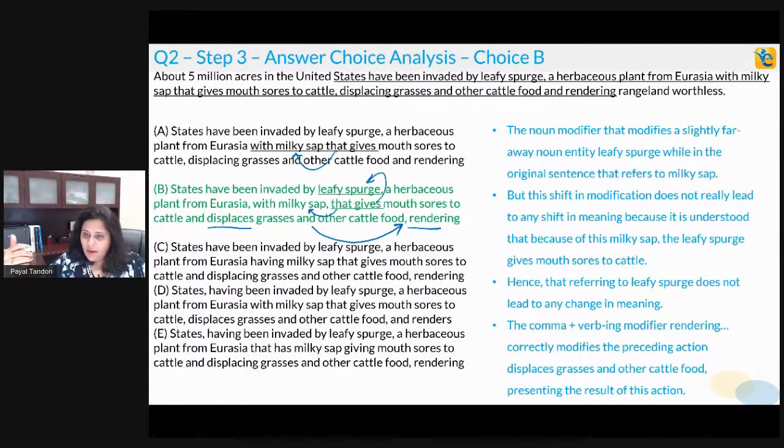Okay. Ma'am, why with milky sap and not having milky sap? Again, you could use having milky sap as well. There is nothing wrong with that.